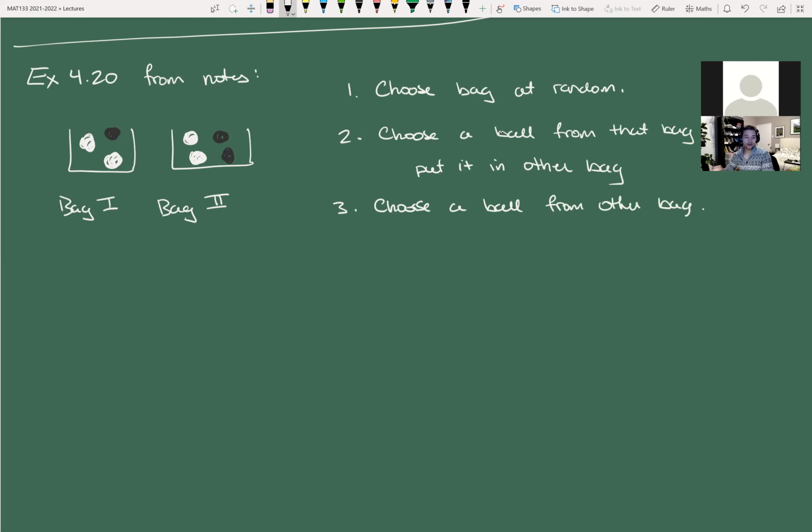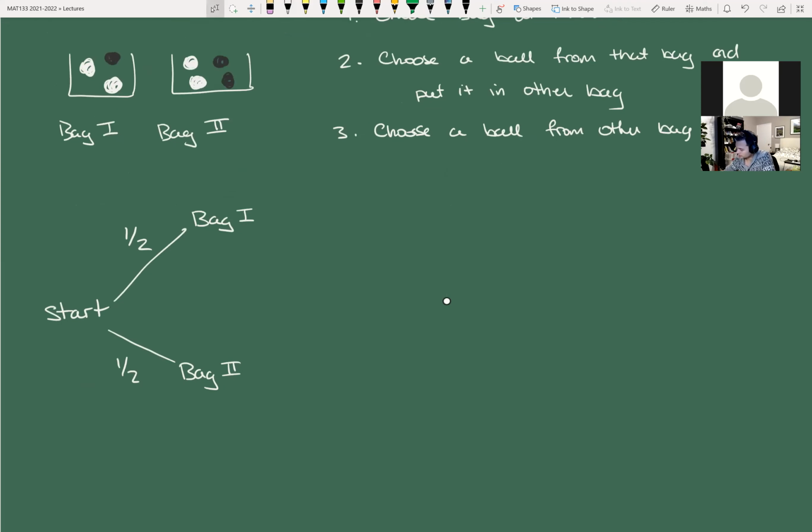Okay, so here, what you really want to do is draw, again, your decision tree. The first decision that we have to make in step 1 is which bag we're going to choose, right? So with probability 1/2, I choose bag 1, and with probability 1/2, I choose bag 2. Is everyone okay with that? I should really move this down because I need to draw more limbs.